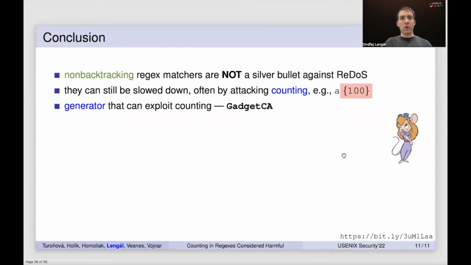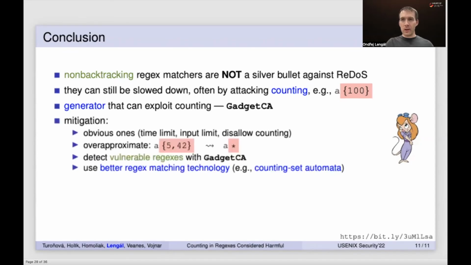This brings me to the conclusion of the talk. Our main point is that non-backtracking regular expression matchers are not a silver bullet against ReDoS. They can still be attacked, for example, by attacking counting in the regular expressions. We created a generator that does this, Gadgetka, and can be used for generating these ReDoSes.